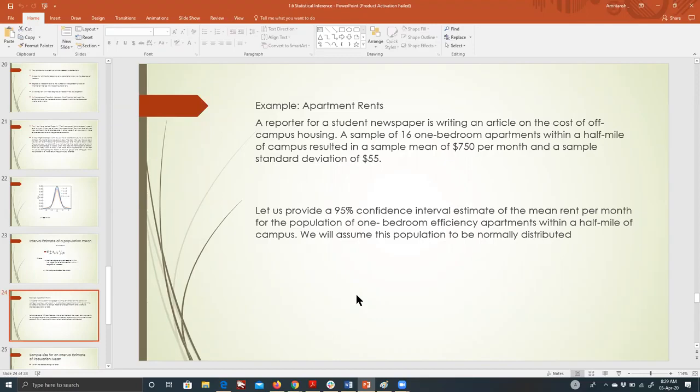Now let us provide a 95% confidence interval of the mean rent per month of the population of one-bedroom efficiency apartments within half a mile of a campus. The assumption, remember, is that it is normally distributed. So how will you calculate all this?